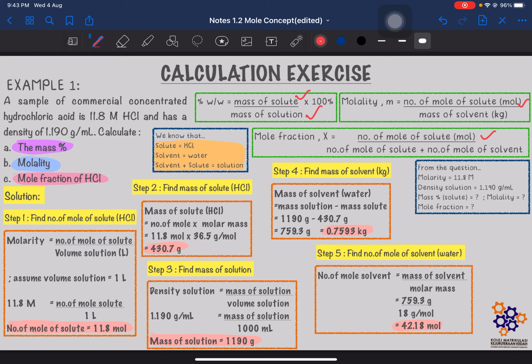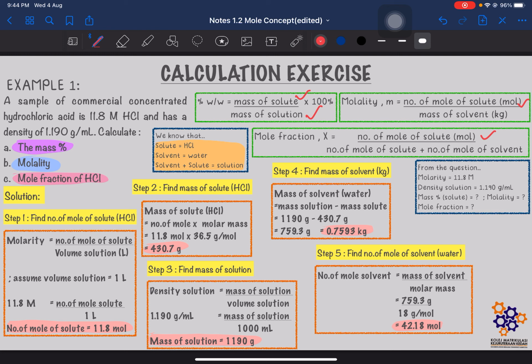Okay, so step keempat, kita nak cari mass solvent kat sini. Okay, so mass solvent, kita tahu mass solution is equal to mass solvent plus mass solute. So mass solution kita dah tahu, mass solute kita dah tahu, so kita boleh cari mass solvent. So mass solvent is equal to mass solution minus mass solute. So 1190 gram minus 430.7 gram, so you will get 759.3 gram. But untuk molality, the mass of solvent must be in kilogram. So convert jadi kilogram, so you will get 0.7593 kilogram.